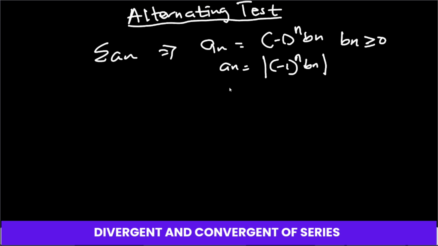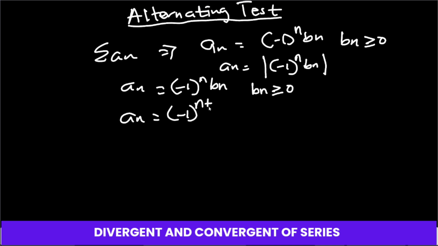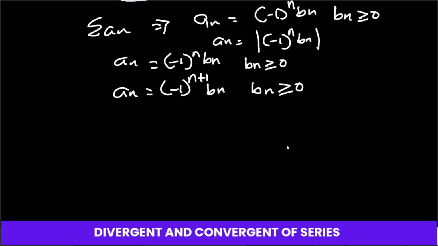Now let's proceed with this. It can be written in this form: an equals minus 1 exponent n of bn, where the value of bn should be greater than or equal to 0. Or an can also be written in this form: minus 1 exponent n plus 1 of bn, where bn is greater than or equal to 0. Okay, so that is what we have.